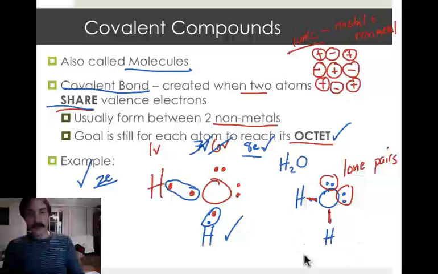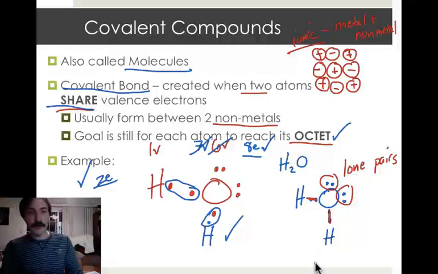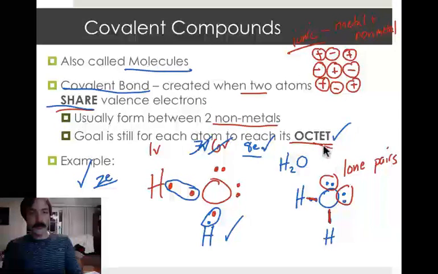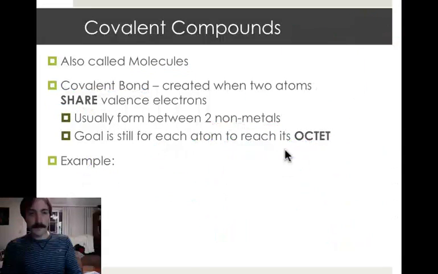If this Lewis dot is confusing you a little bit, we'll have more practice tomorrow. You can ask more questions. For now, understand that the lines represent shared electrons between 2 nonmetals, and just like with ionics, the goal was to get to an octet.